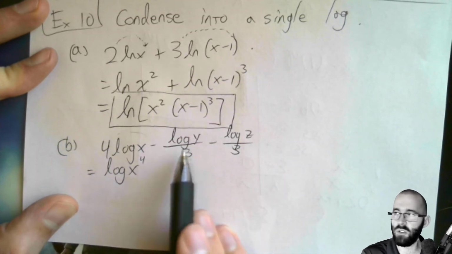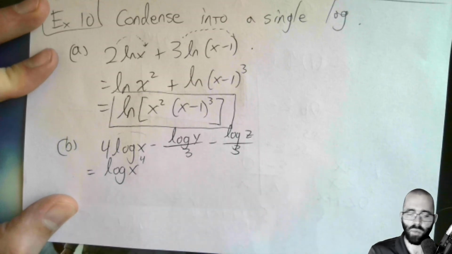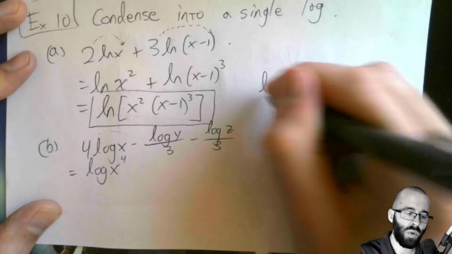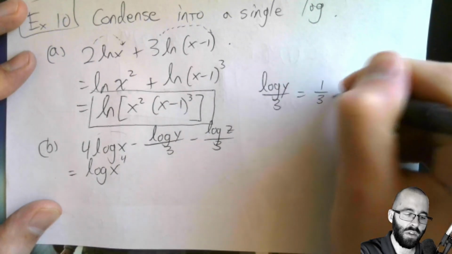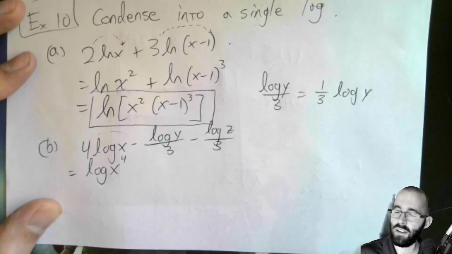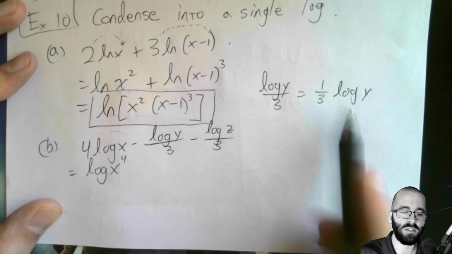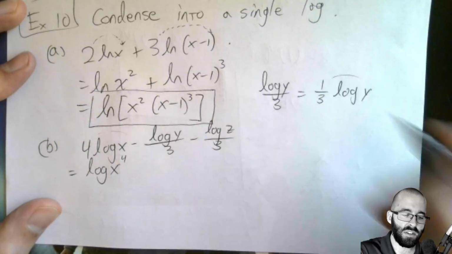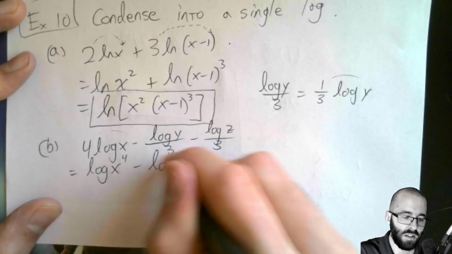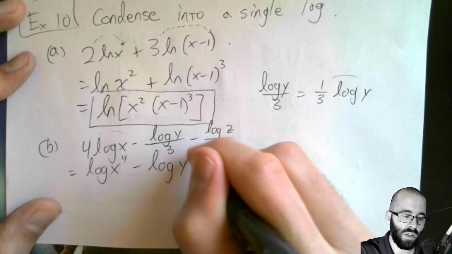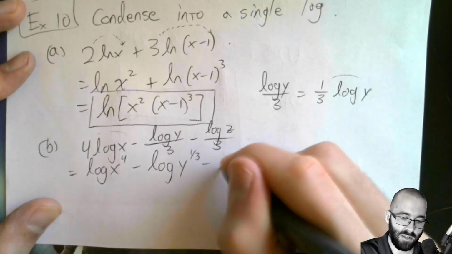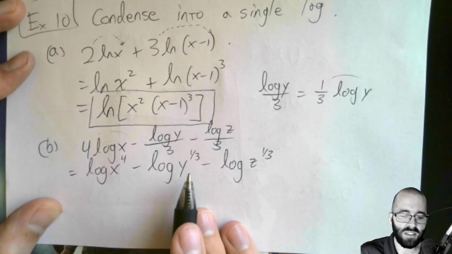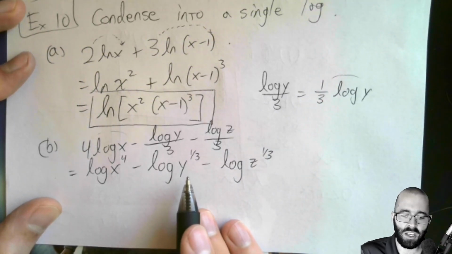This doesn't look like a coefficient. This looks like division. But remember, right, the log of y over 3, that's the same as 1/3 times the log of y. So these are the same thing. So just watch out for this. So what that means is that 1/3 is going to go up. This becomes minus log of y to the 1/3. Similarly, this becomes minus log of z to the 1/3. And if you want to keep these as 1/3, you can. You could also write them as the cubed root.